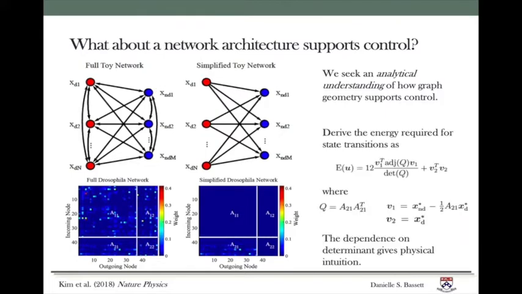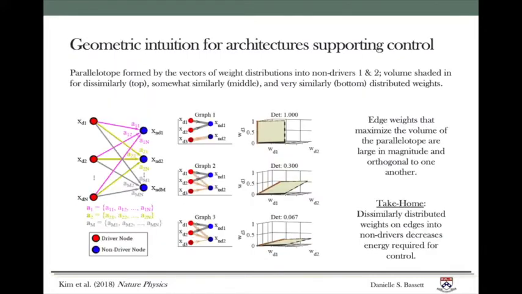But using that simplification, we can derive an expression for the energy of a particular state transition. And I just want you to focus on the fact that in the denominator here is the determinant of Q, where Q is A21, that's this matrix here, times A21 transpose. So the fact that this little piece is in the denominator here, and specifically that it's the determinant of Q, gives us a really nice physical intuition about what it is regarding a network architecture that supports low energetics of state transitions.